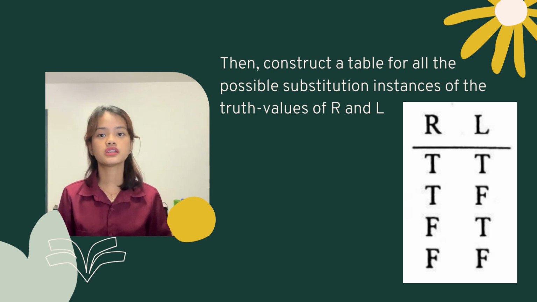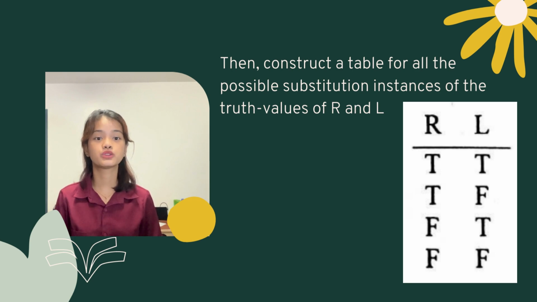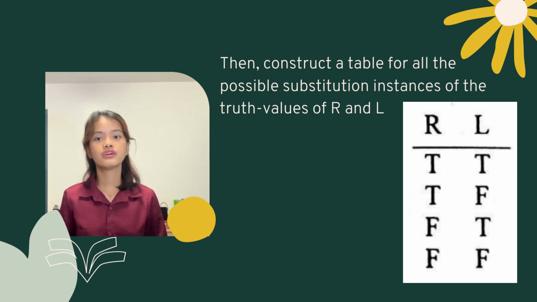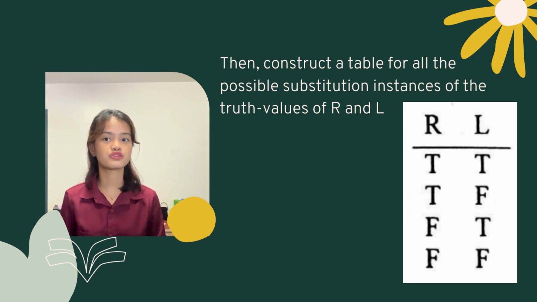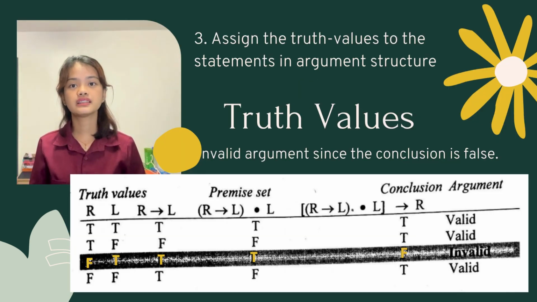Second, we construct the table of substitution. We only have 2 statements, statement R and statement L. Makikita natin dito yung 2 columns nga. Sa first row, may instances na true sila pareho. Meron din na true yung R pero false si L. Following yung example, may instances na false si R pero true si L. At lastly, meron din naman na both silang false. Then third, we assign the truth values to the argument as presented.